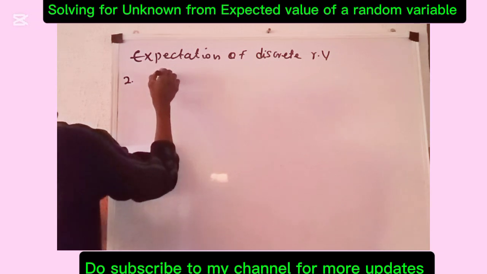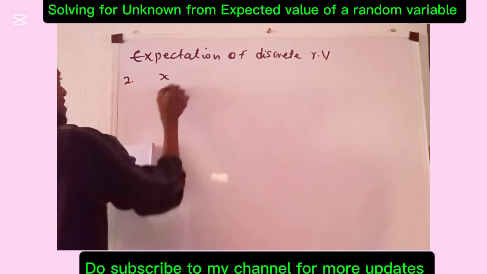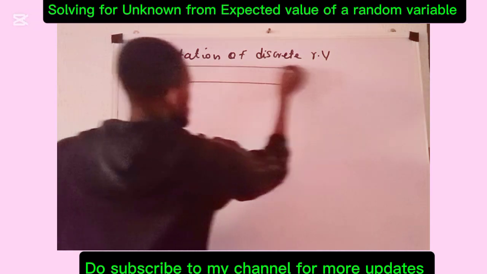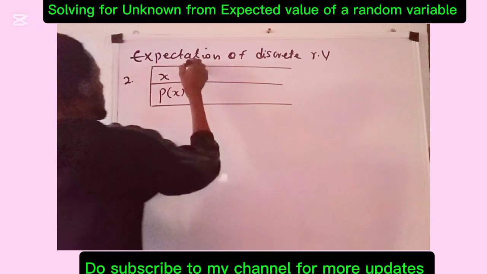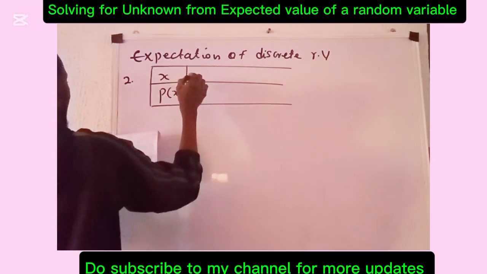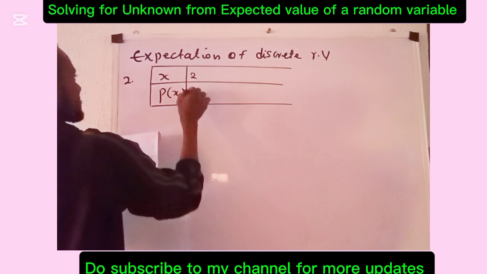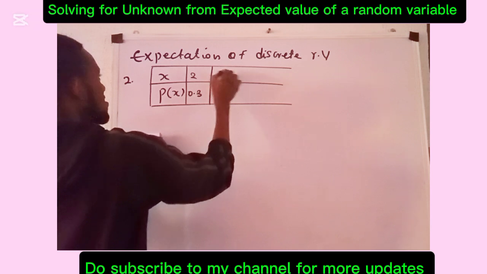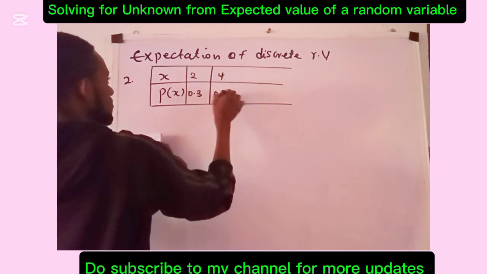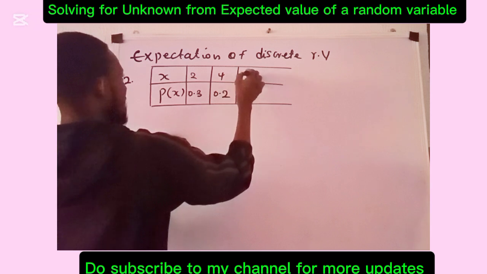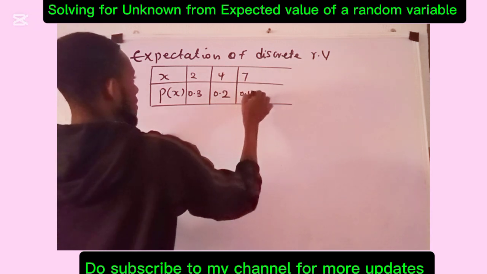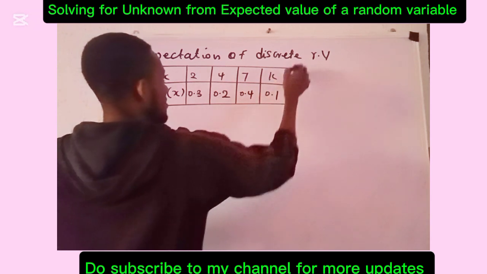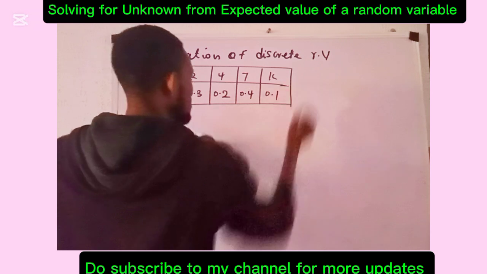The table is this way. Table says x. This says p of x. Here I have 2, I have 0.3. Here I have 4, I have 0.2. Here I have 7, I have 0.4. Here I have k and I have 0.1. The table is closed.